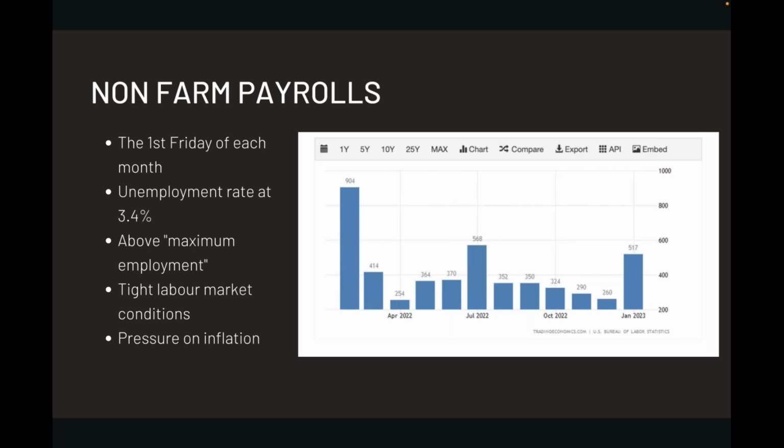And why is that a bad thing? Because a tight labor market essentially creates wage pressure. And wage pressure means that costs of services will go up, and that has an upward pressure on inflation, which makes the Fed's job of fighting inflation very difficult.